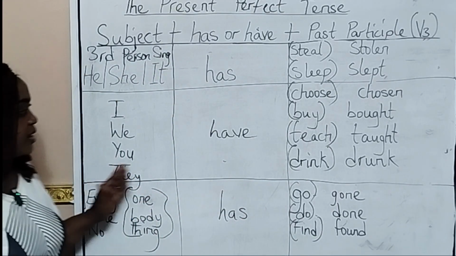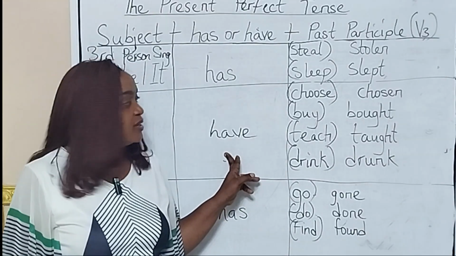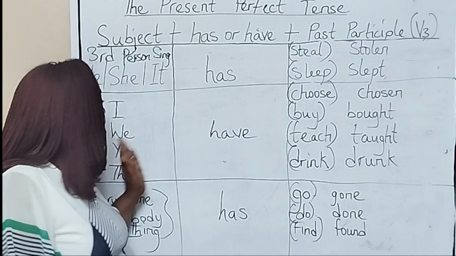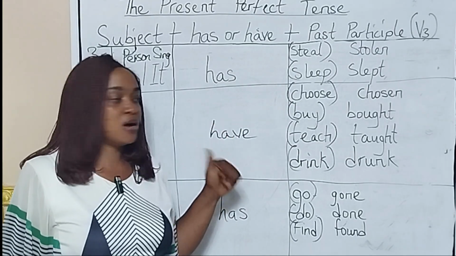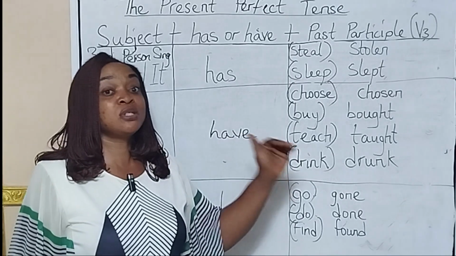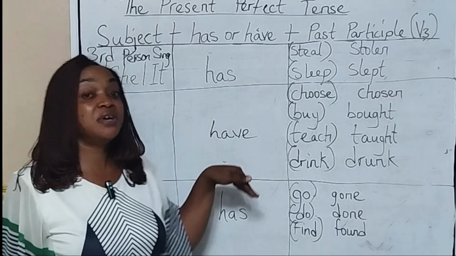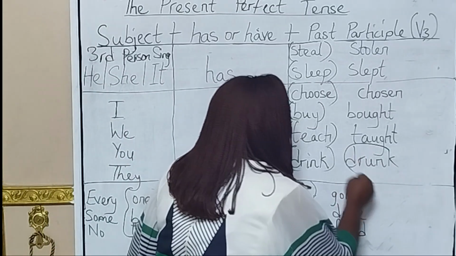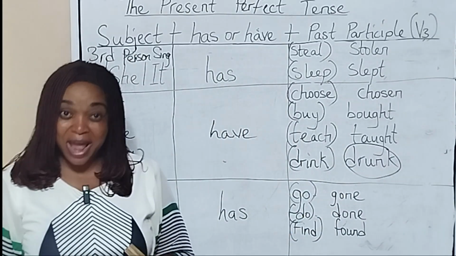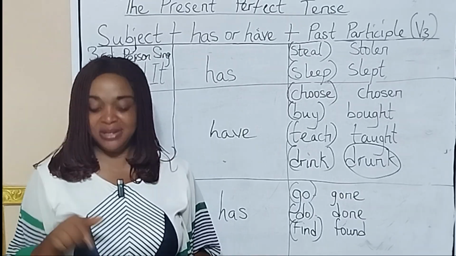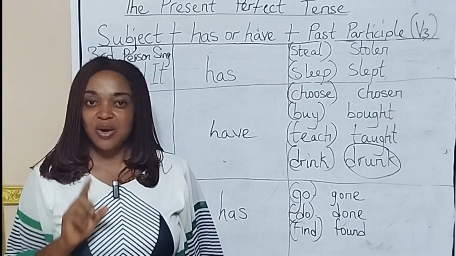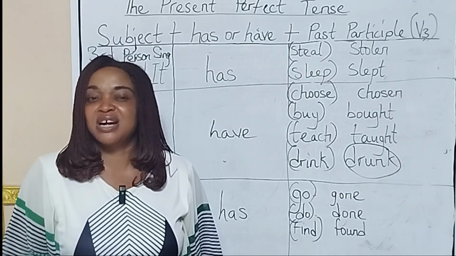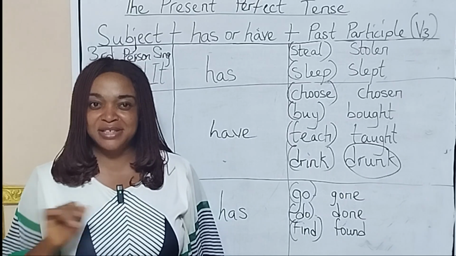And we come to this one. I, we, you, they would always take have. So you can say, I have chosen to follow Christ. We have bought a car. You have taught well. They have drunk the tea. That is correct. Most people always think that it is wrong to say, I have drunk my tea, but I put it to you this minute: you are not wrong when you say, I have drunk my tea. Rather, you're wrong when you say, I have drank my tea. Wrong. Drank is a simple past tense.